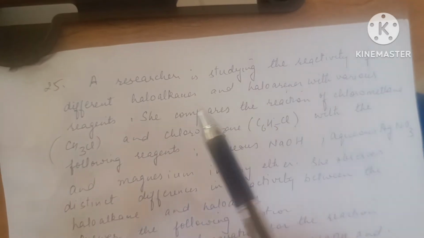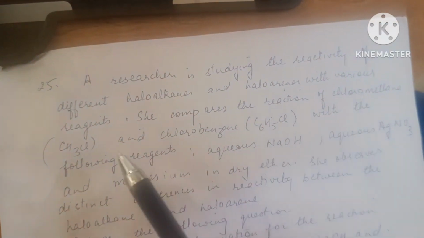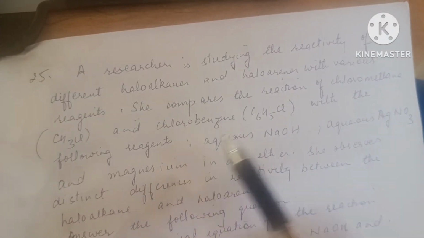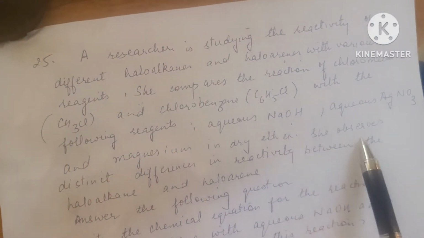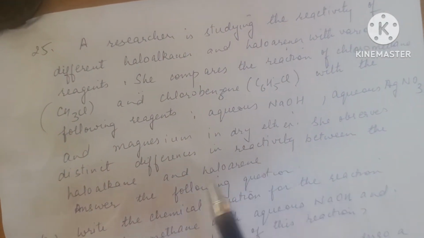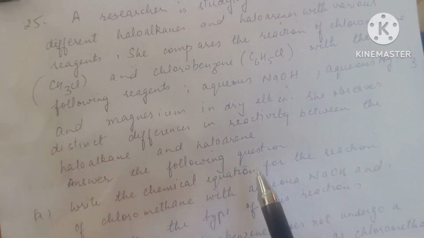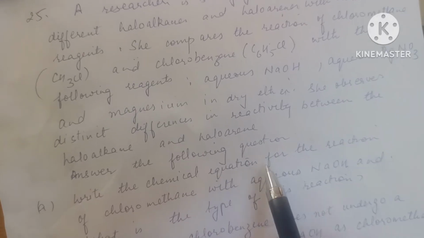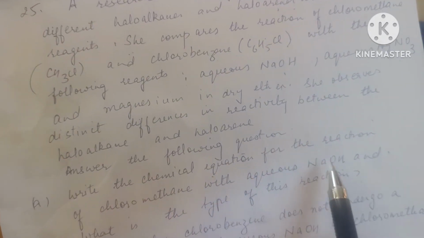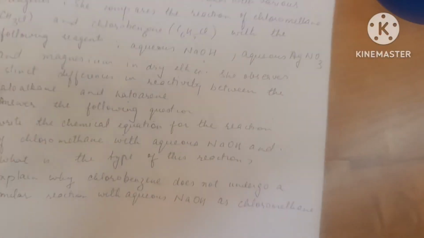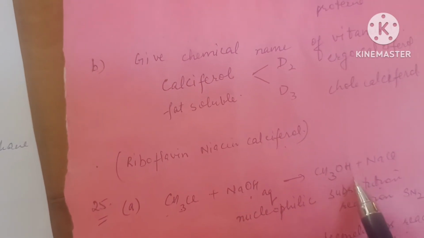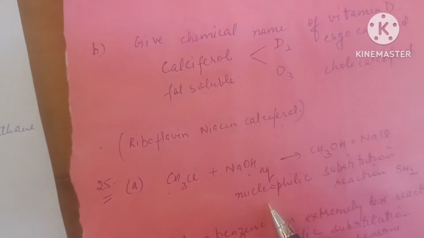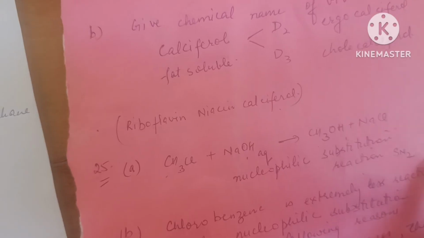A researcher is studying the reactivity of different haloalkanes and haloarenes with various reagents. She compares the reaction of chloromethane and chlorobenzene with the following reagents: aqueous sodium hydroxide, aqueous silver nitrate, and magnesium in dry ether. She observes distinct differences in reactivity between haloalkanes and haloarenes. Answer the following questions. Write the chemical equation for the reaction of chloromethane with aqueous NaOH, and what is the type of this reaction. So the reaction is chloromethane plus NaOH will form methanol plus sodium chloride. It's a nucleophilic substitution reaction by mechanism SN2.